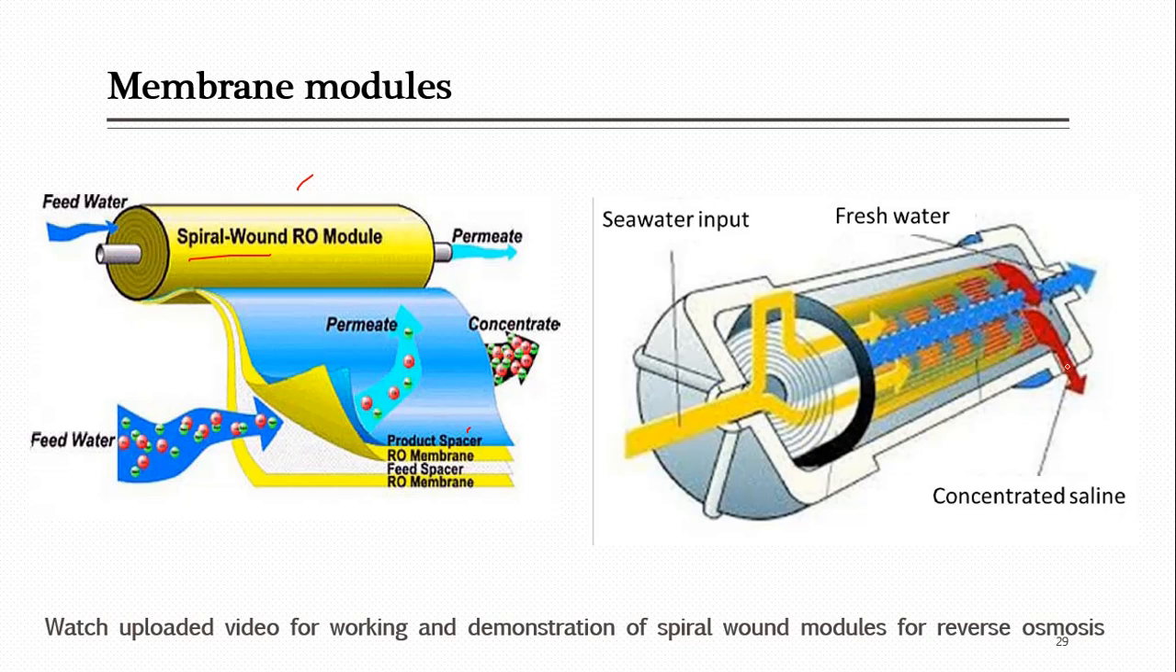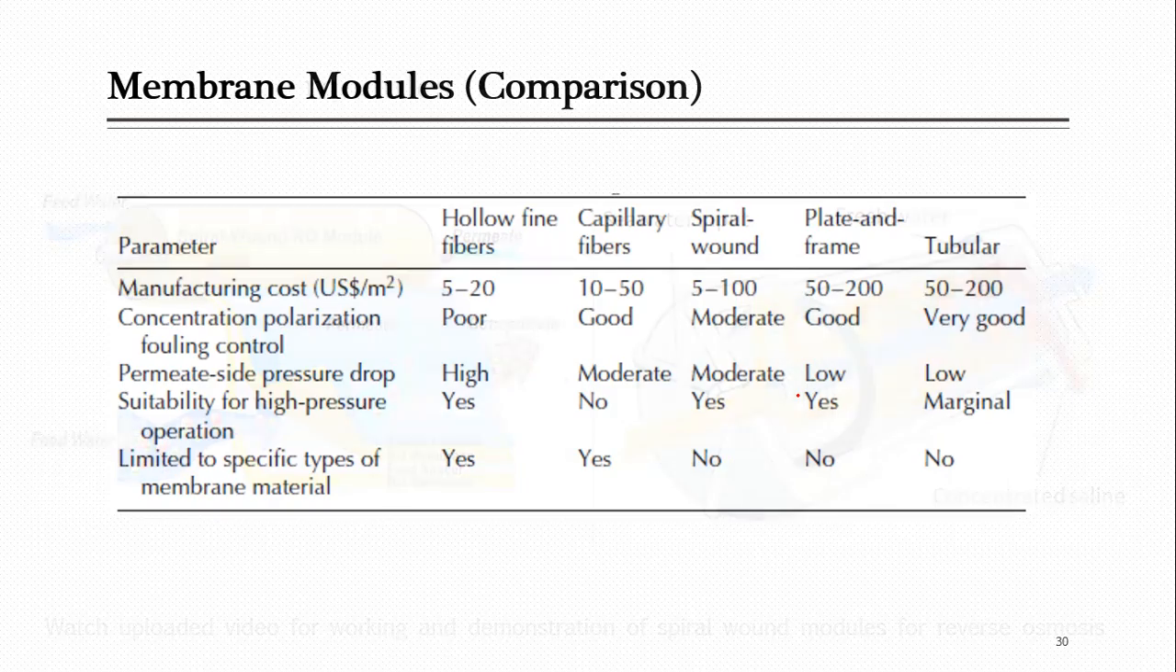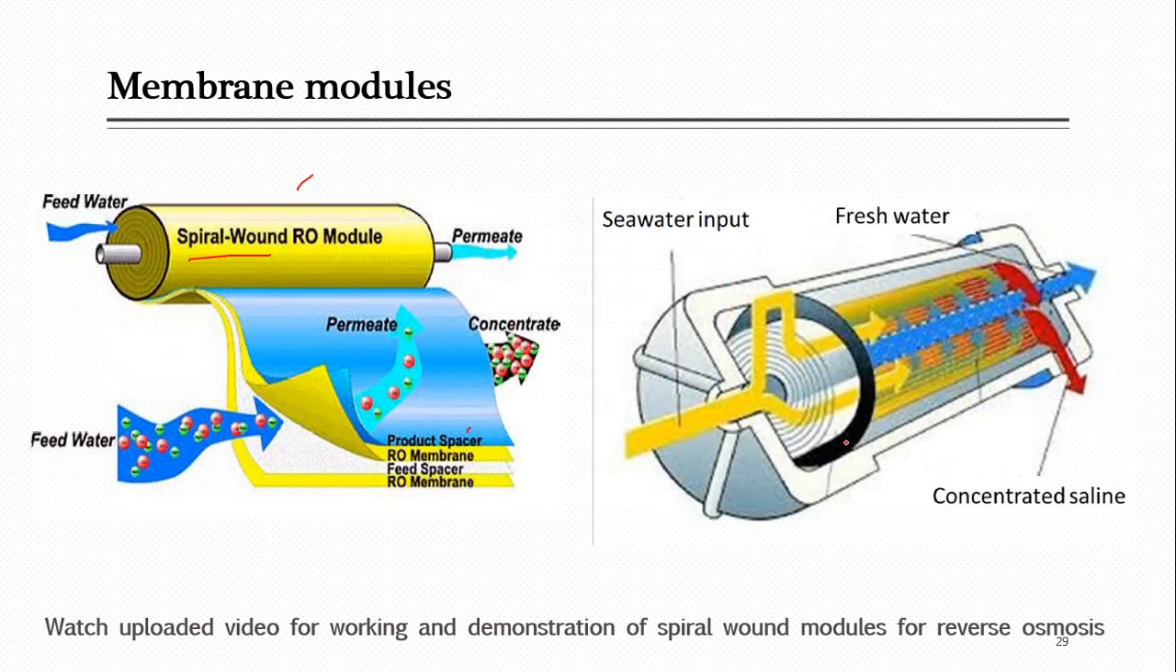Maybe this is not clear to you, but one thing I want to tell you is that I will upload one video with the name of this spiral wound module. So just go through that video. It's a 4 to 5 minute video, and it explains properly how they work. If you are interested in how the retentate and permeate are collected through these membranes, go through that video, and you will get a better idea about it.